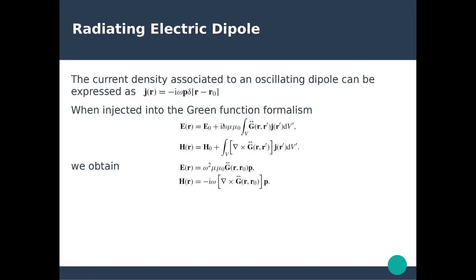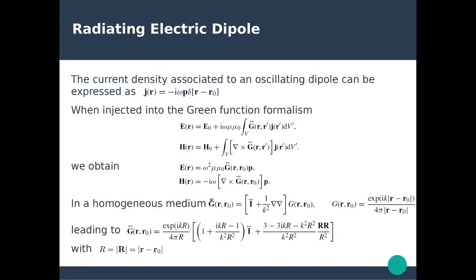We're not going to be doing that calculation here. You can express this very simply: the two fields as a function of the electric dipole P and the Green tensor. So you have the curl of the Green tensor on one side, and the Green tensor on the other side.